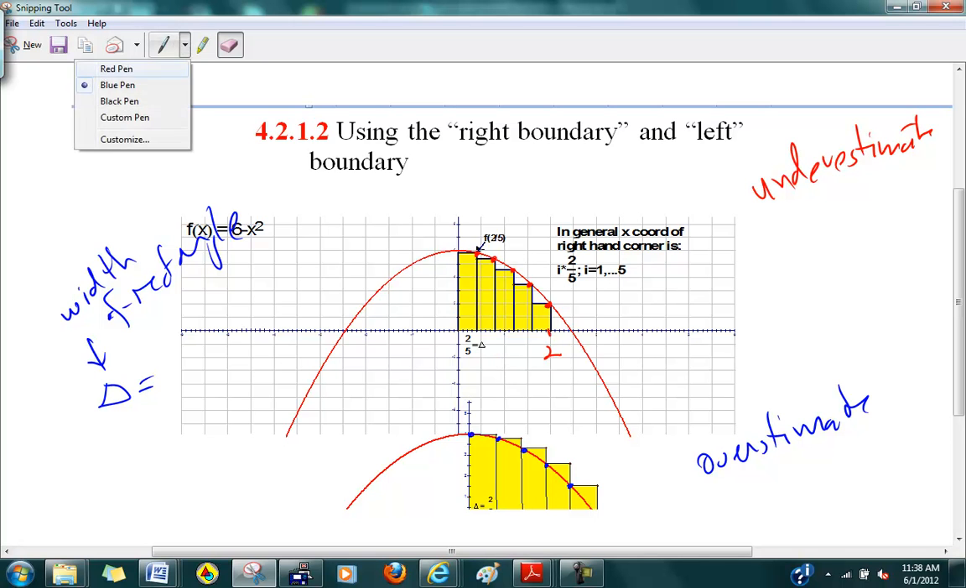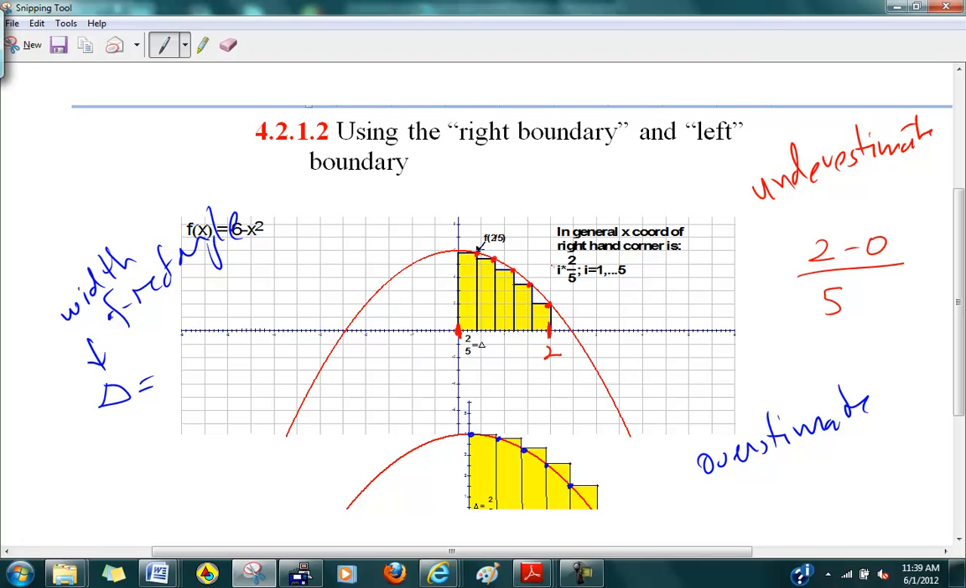So everybody get the idea of the width? Everybody get the idea of the width of the rectangle? It's this distance divided by the number of rectangles. So from here to there, what's that distance? 2 minus 0. How many rectangles? 5, hence 2 over 5. Okay, so the width of each rectangle is 2 over 5.